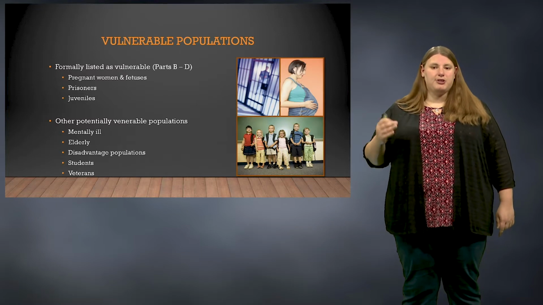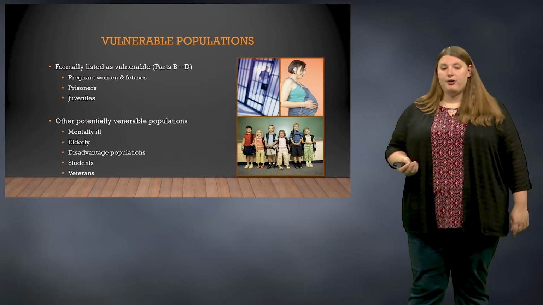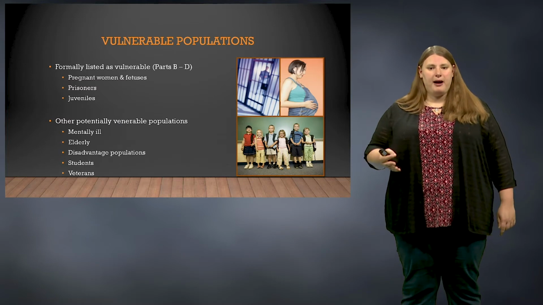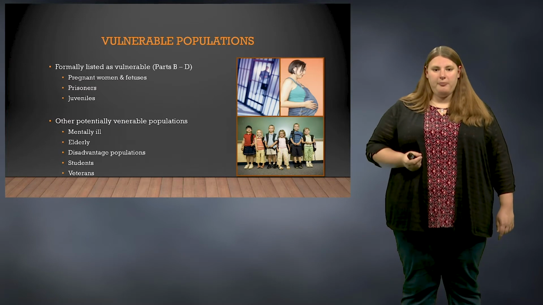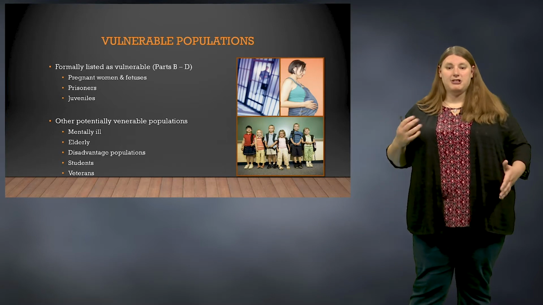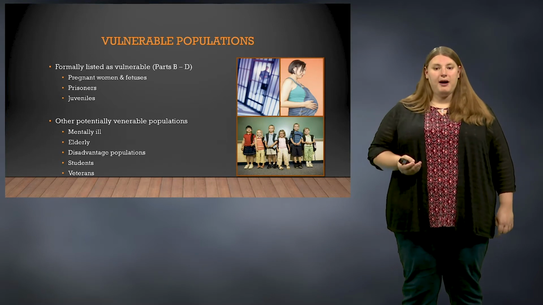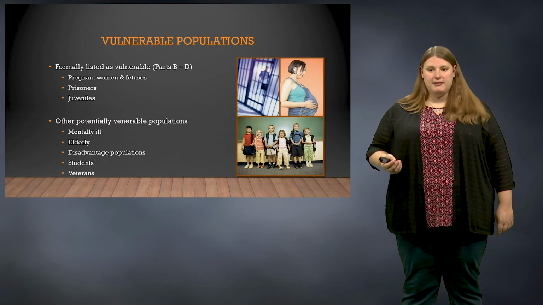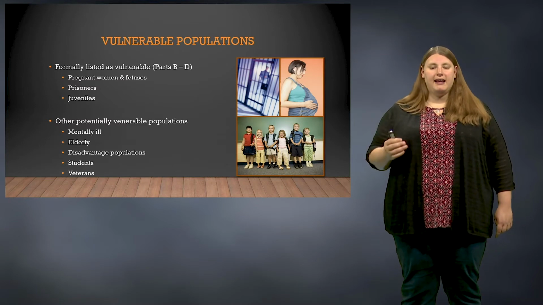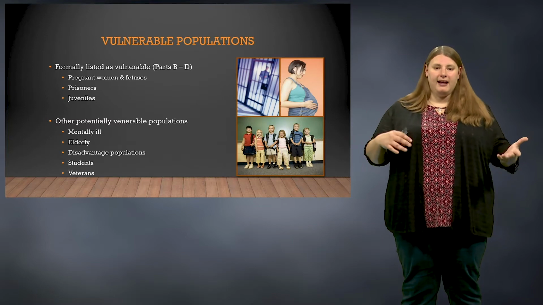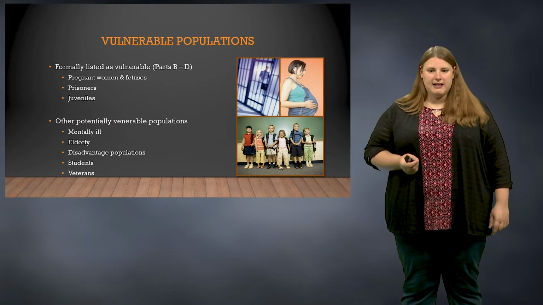Although these 3 groups are the only ones actually listed in the federal policy for the protection of human subjects, there are a lot of other populations that are considered vulnerable by researchers. These populations include mentally ill, elderly individuals, as well as disadvantaged populations, students, and veterans. All of these groups can lack the capacity to give informed consent, or they may be more likely or not likely to give consent based on different circumstances.